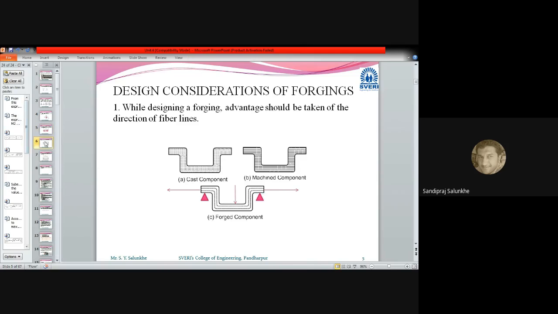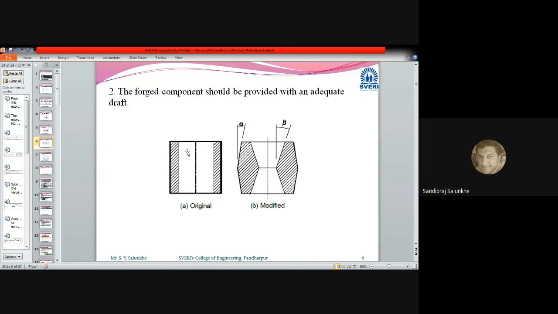Then in case of next slide, the second consideration is that the forged component should be provided with the adequate draft. Now, what do you mean by draft? You might have learned draft is nothing but the angle which is provided to the component, right? So when we provide that angle, it is normally known as a draft angle.